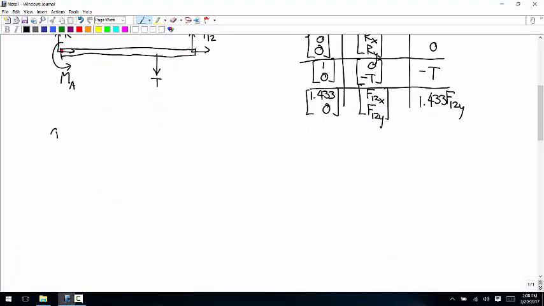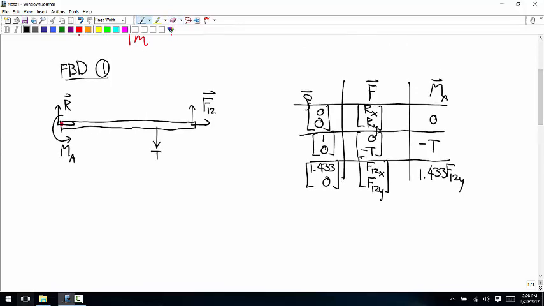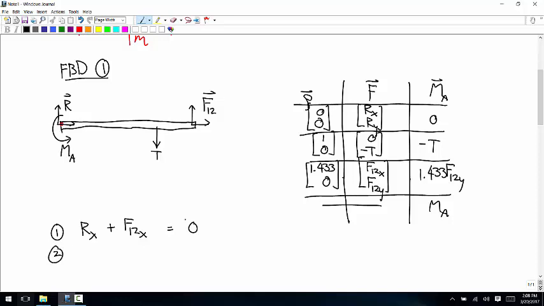So Newton's second law. Well, I'm going to just write these out. What? I did forget the couple. Thank you. So the couple we'll just put on as MA. And so equation one, that's the x equation of Newton's second law, says rx plus F12x is equal to 0. Equation two is the y equation from Newton's second law, so ry minus t plus F12y equals 0. And the third is the rotational equation, so we have minus t plus 1.433 F12y plus MA is equal to 0.